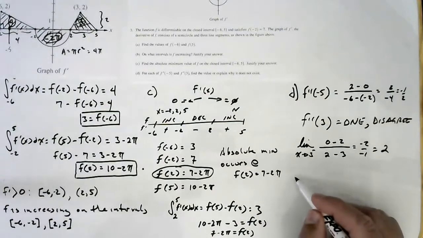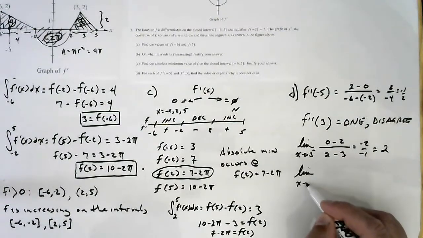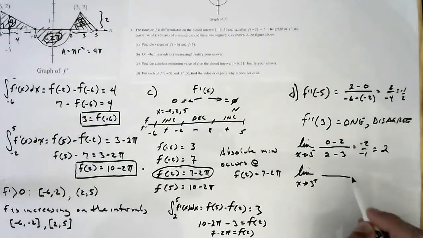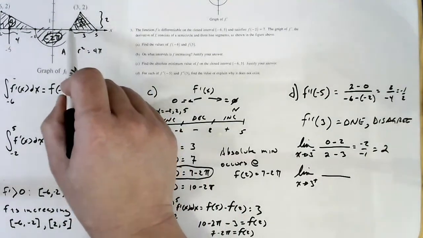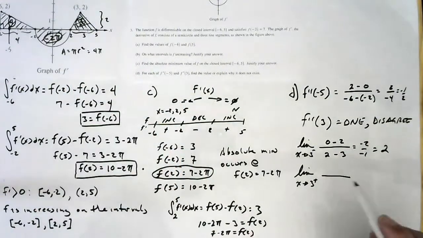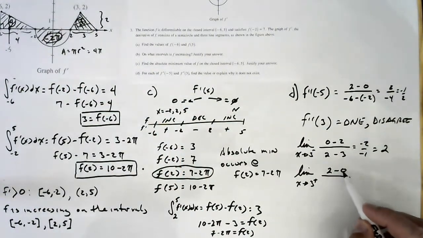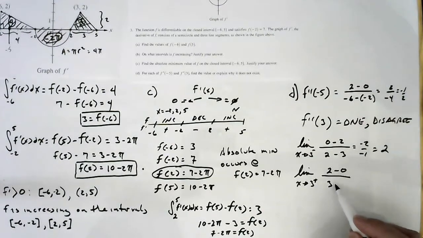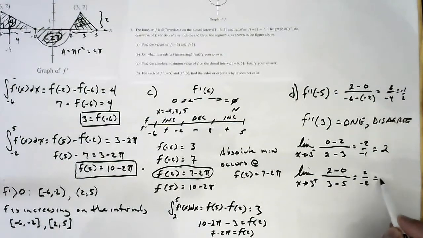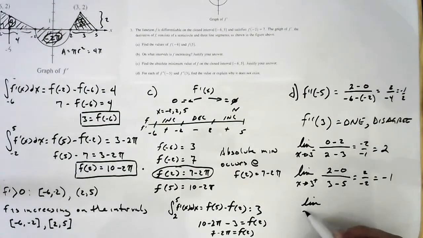Now let's approach from the right. The limit as x approaches 3 from the right, let's do that slope. I'm going to use the first point again, working left to right. So the difference in my y values is going to be 2 minus 0 over 3 minus 5. So it looks like I get 2 over -2 or -1. So you can see that the limit from the right does not equal the limit from the left. And so the limit as x approaches 3 from the left does not equal the limit as x approaches 3 from the right.